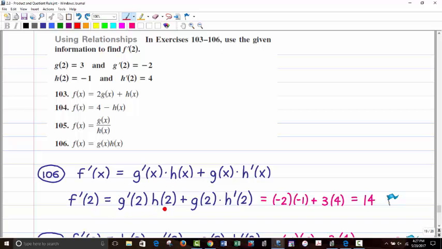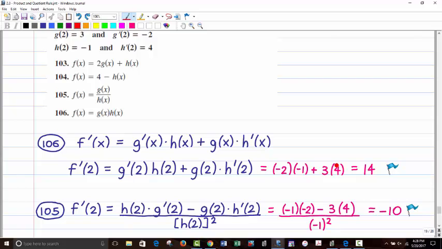So now that we've labeled this and then substituted the 2's, now we just come back up here and plug in every number that was given to us. So g prime of 2 is given as negative 2 right there. H of 2 is given as negative 1. G of 2 is 3. And H prime of 2 is 4. So you multiply them together, you get 2 plus 12, 14. And that's it. So it looks kind of scary, but it's not that bad. It's really not that difficult. It's one of these things that probably looks more intimidating than it really is.